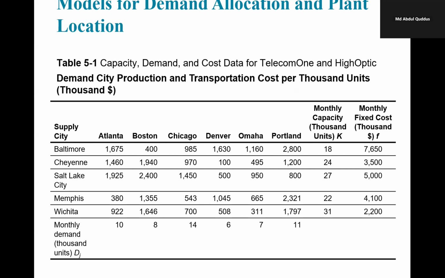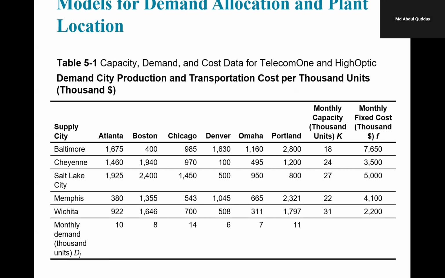Telecom One has manufacturing plants located in Baltimore, Memphis, and Wichita, and it serves the markets in Atlanta, Boston, and Chicago. These are the markets for the first one. And the second one, High Optic, targets the western half, as I said earlier, and serves markets in Denver, Omaha, and Portland from the plants located in Cheyenne and Salt Lake City.